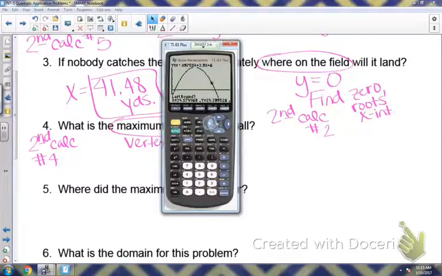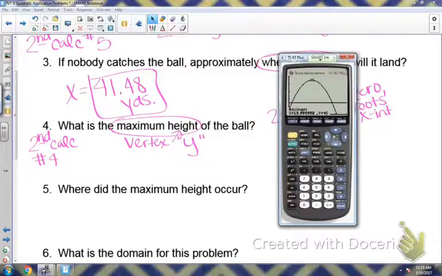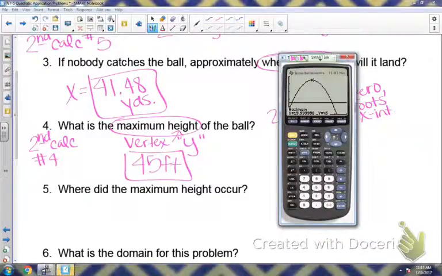So second calc 4. You need to move your cursor on the left side of the vertex. Press enter, and then the right side of the vertex. And then press enter again. So the vertex, the x value is 20, because 19.999 is 20, and then the y value is 45. Since we're looking at the maximum height, it would be 45 feet. Make sure that you're looking at your y value there.